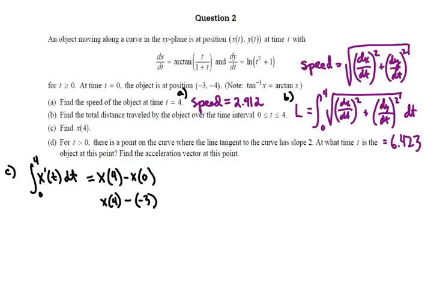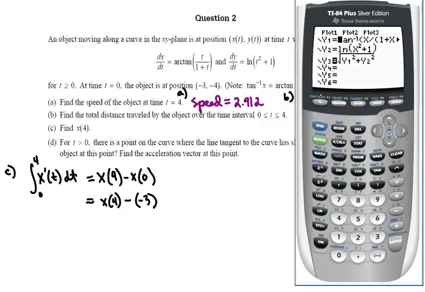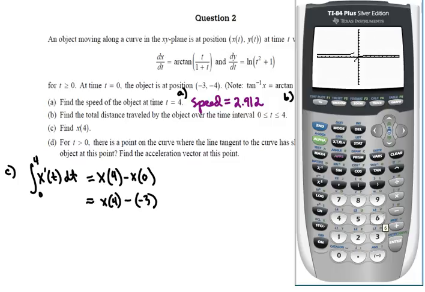So I'm going to bring the calculator back in, and you recall that dx/dt is equal to the arctangent. I'm going to go back to my y equals screen, and y1 is my dx/dt. So I'm going to turn off the speed function, turn on dx/dt, and zoom standard. What I'm looking for then is the integral from 0 to 4 of that. So second calc, 7, lower limit 0, upper limit 4, and I get 2.108 rounded to 3 decimal places.